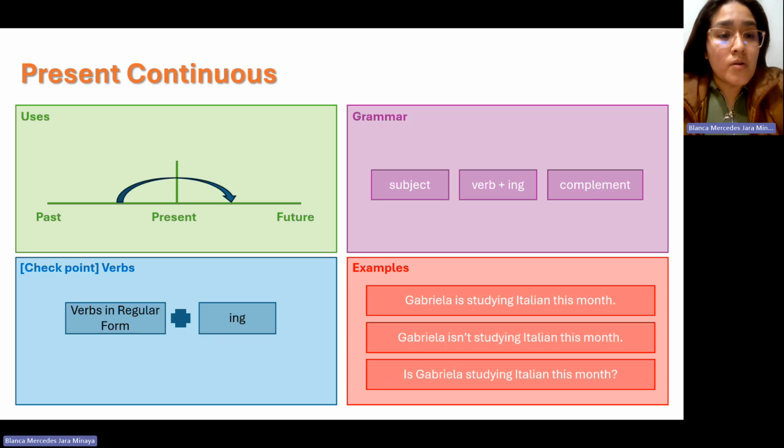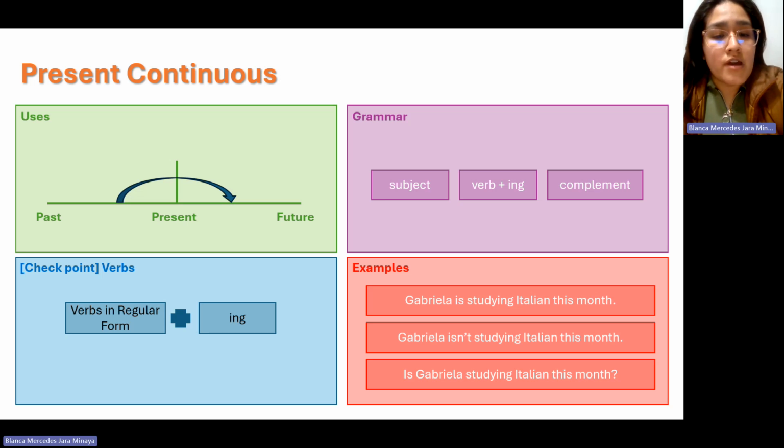Now I'm going to talk about the present continuous. We use the present continuous to talk about actions happening now or temporary actions. This starts at some moment and continues in the present, and that's all. What about the grammar? We use the subject, the verb in the ing form, and a complement.